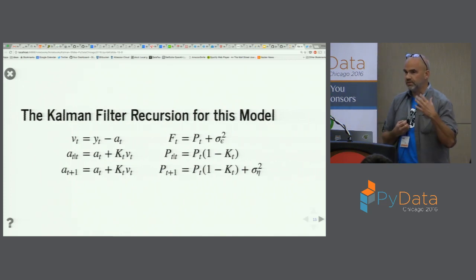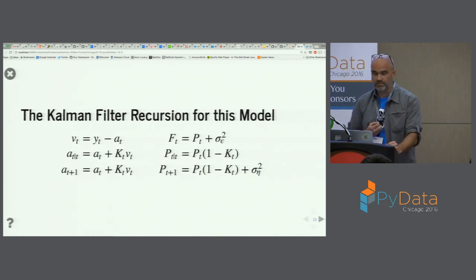I won't expect you to digest this right away, but this is one recursion for this particular simple model. Basically, each line corresponds to one step in the process. In the first step, we determine what's called the innovation, the forecast error from the new observation, we calculate its variance, and then we calculate the filtered state and forecast states.